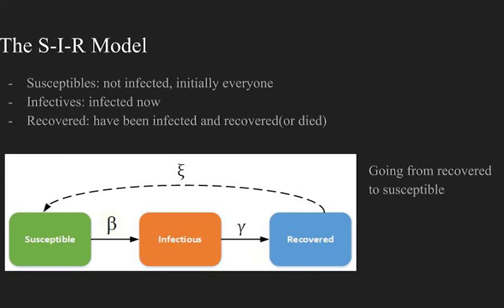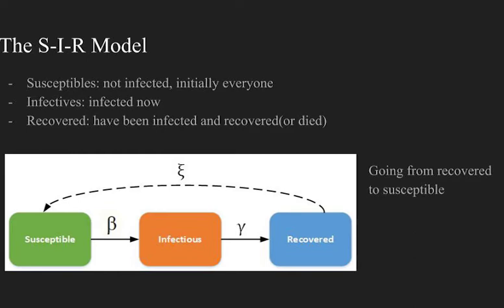The first part is the susceptibles. These are people who can get infected but are not infected at a given moment. When the pandemic starts, this would be everyone. Next, we have the infectives. These are the people that are infected at a given moment in time.